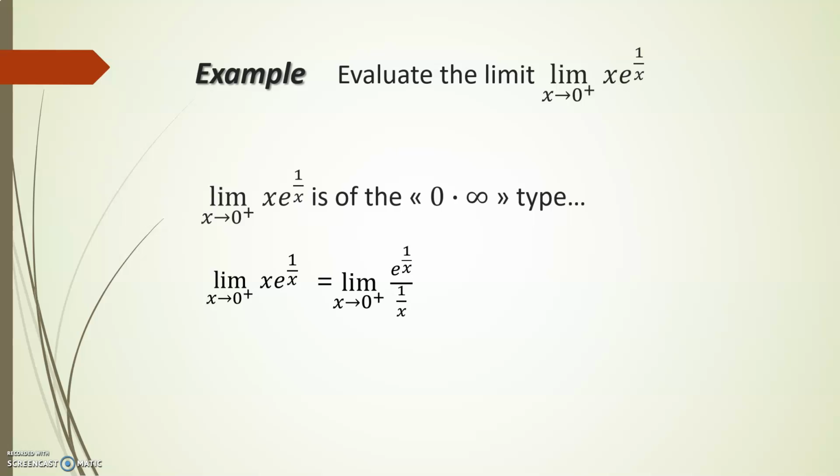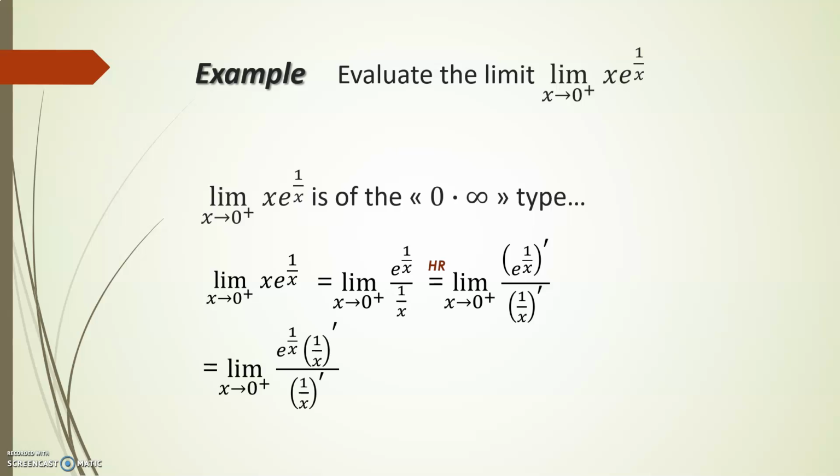Currently, 1 over 0 plus is a plus infinity form, and at the numerator, e to the plus infinity will go to infinity. So this is an infinity over infinity form. L'Hopital's rule allows you to replace top and bottom by their respective derivatives, and this is where we're going to see cancellations take place. The derivative of e to the 1 over x is e to the 1 over x times 1 over x prime. This is the chain rule we're applying.